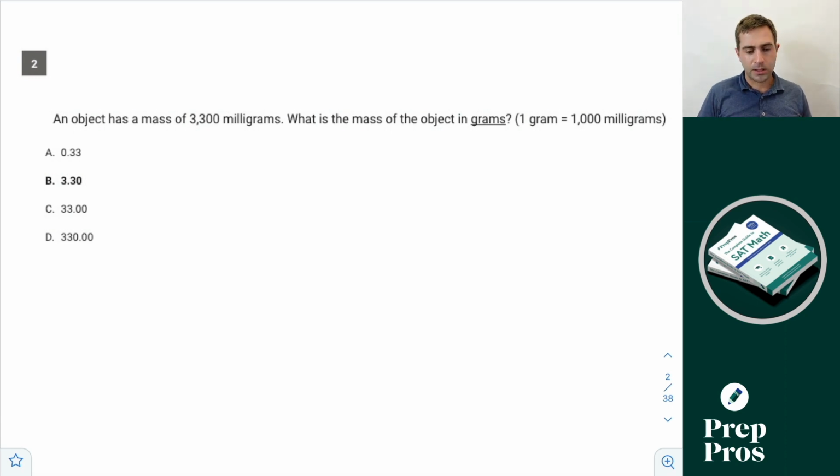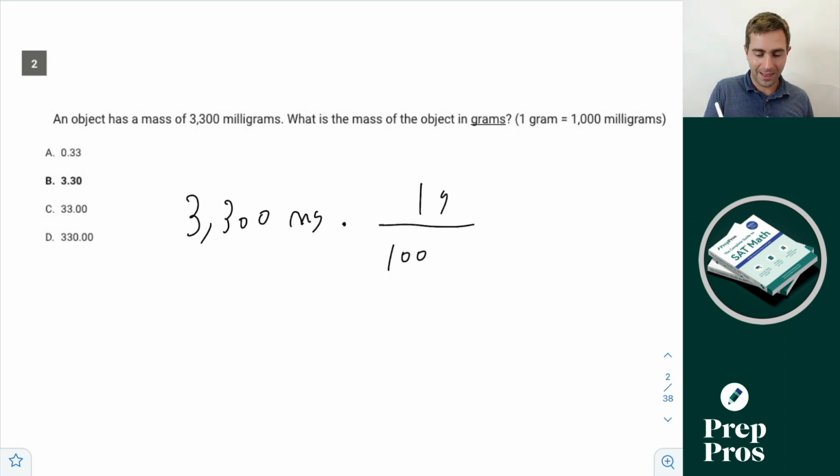All right, an object has a mass of 3,300 milligrams. What is the mass of the object in grams? Well, this is just a unit conversion question. So we're going from 3,300 milligrams. If we're converting this into grams, we're going to do it by 1 g over 1,000 mg, which when we multiply these through, we're going to get 3.3.